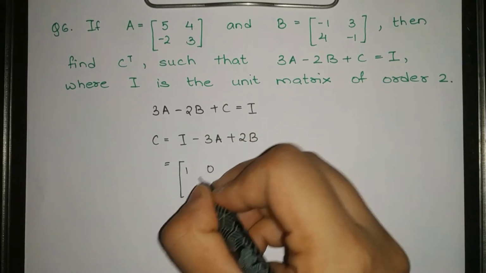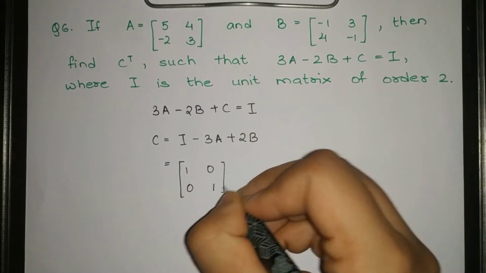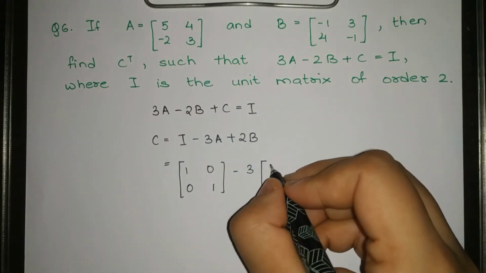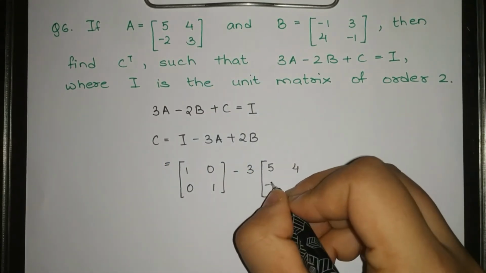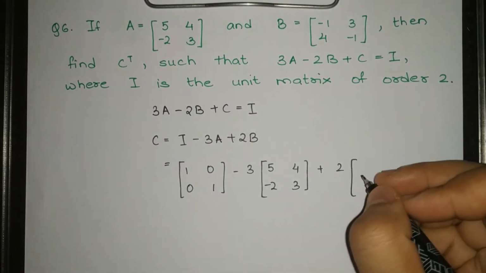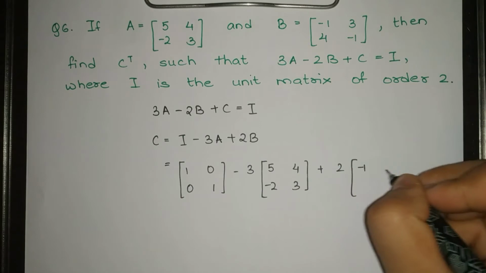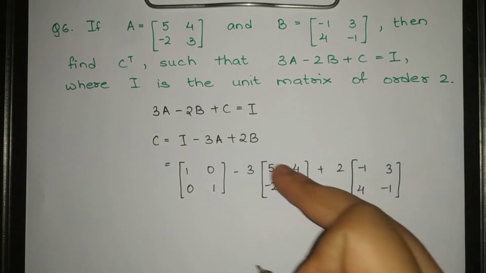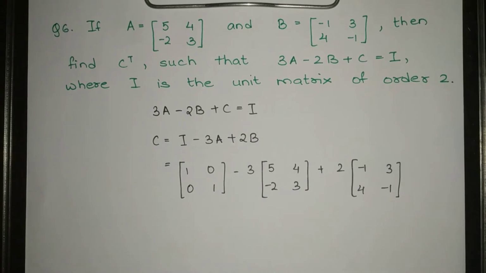Okay, and therefore I, I know its value, right, it is 1 0 0 1, the identity matrix, minus 3 into A is given, so that is 5 4 minus 2 3, plus 2 into B which is also given. And now we just have to multiply and combine everything, and we will get the value of C.